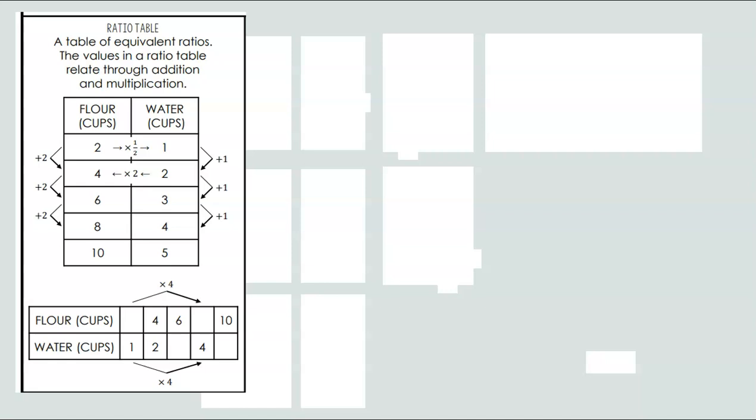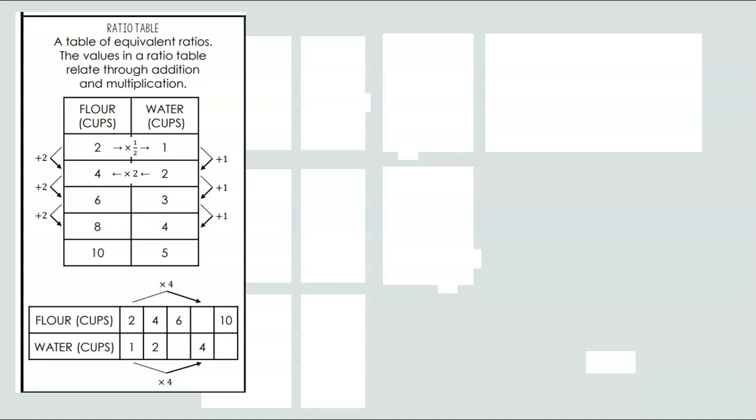So with these kinds of tables, it's easier to start with the value of 1. So we know that the 4 cups of flour is equal to 2 cups of water. So if we're trying to find that missing value of flour for 1 cup of water, we need to divide by 2. 4 divided by 2 gives us that 2 cups. We can now use this unit rate value to find all of the other missing values.